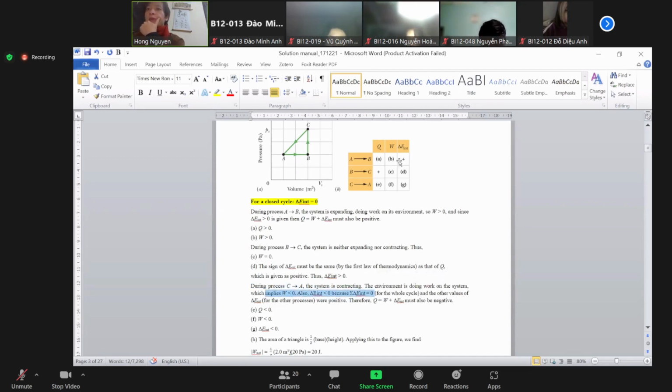And if we look at the change in internal energy for the whole process, for the whole cycle here, okay, what I have written here. If we look at this column, this one is positive, this one is positive. Then for the whole to become 0, this one should be negative. Do you agree with me?